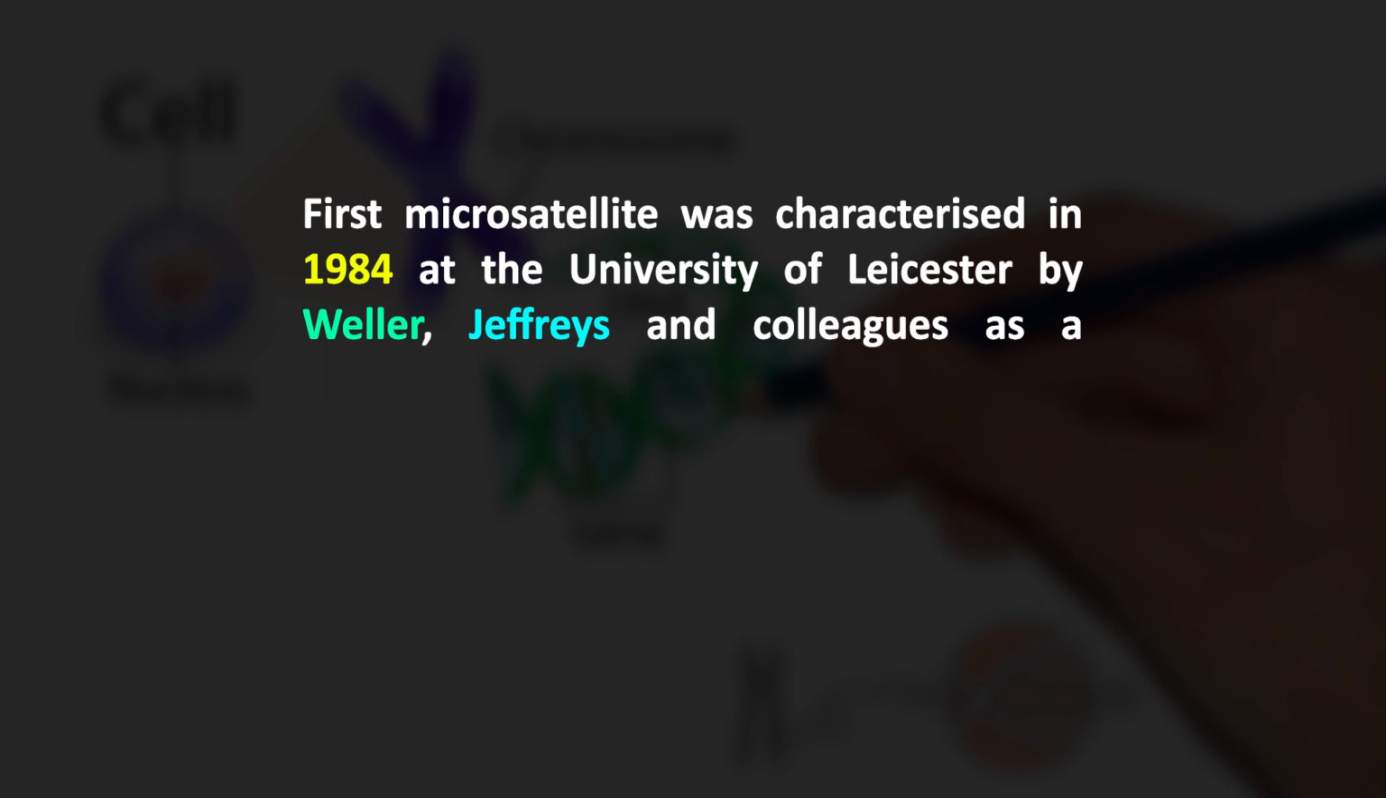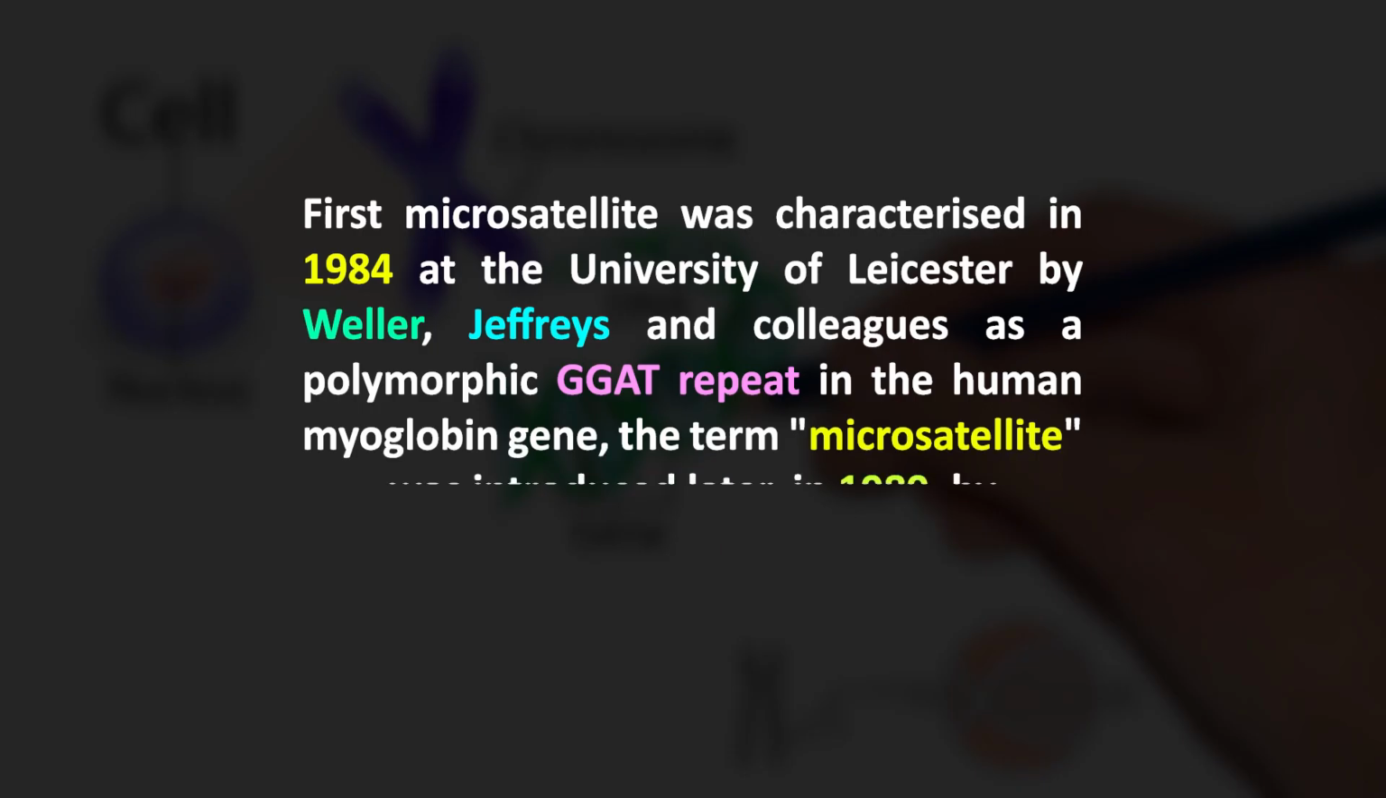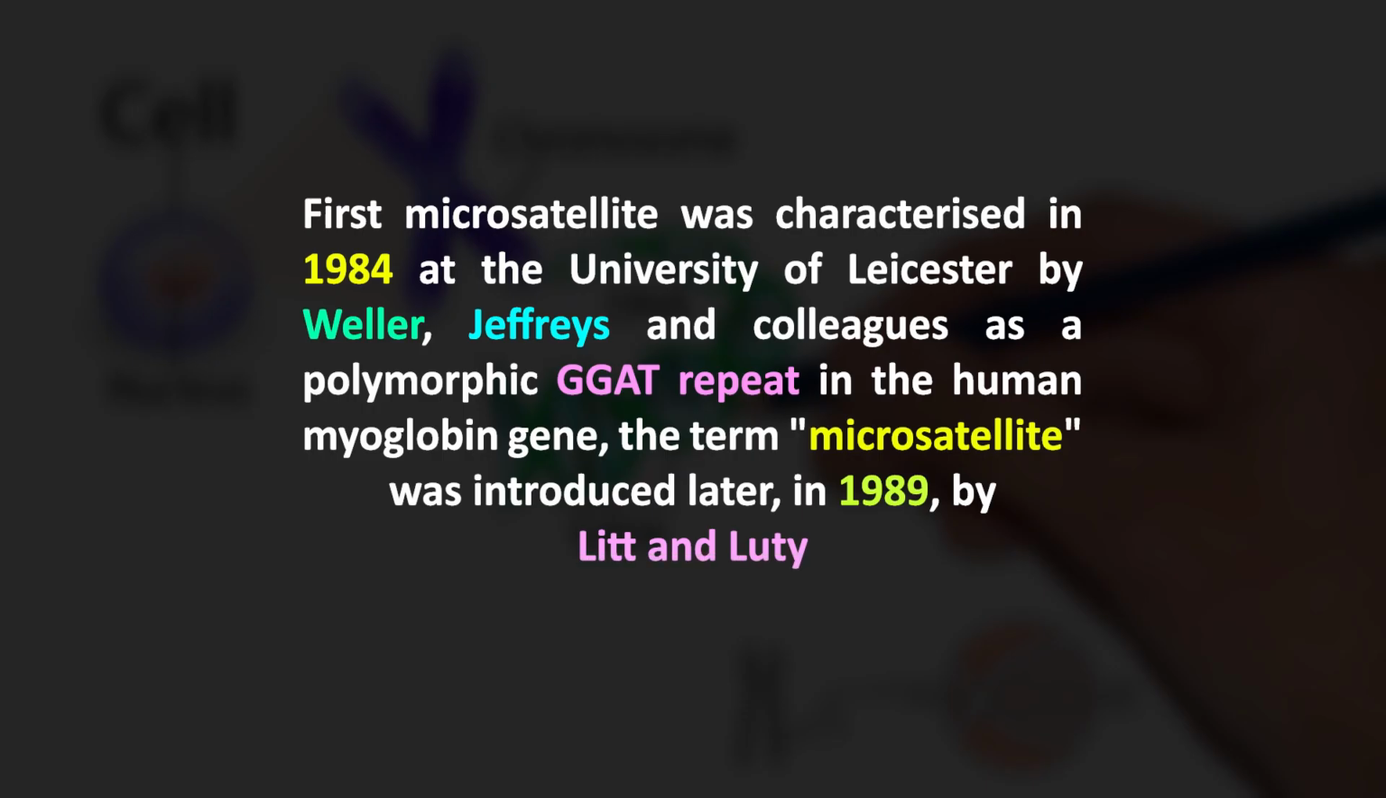Although the first microsatellite was characterized in 1984 at the University of Leicester by Weller, Jeffreys, and colleagues as a polymorphic GGAT repeat in the human myoglobin gene, the term microsatellite was introduced later in 1989 by Litt and Luty.